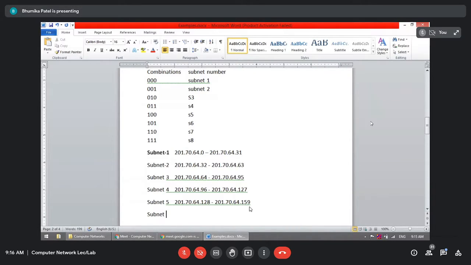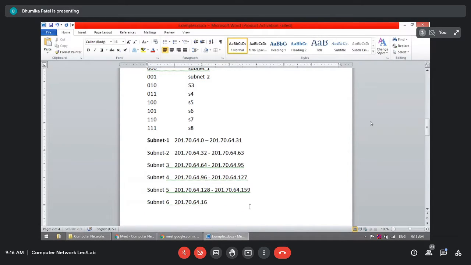And last, we want to give only 6 subnets, so it will be 160 to 191. Okay, so these are the subnets.